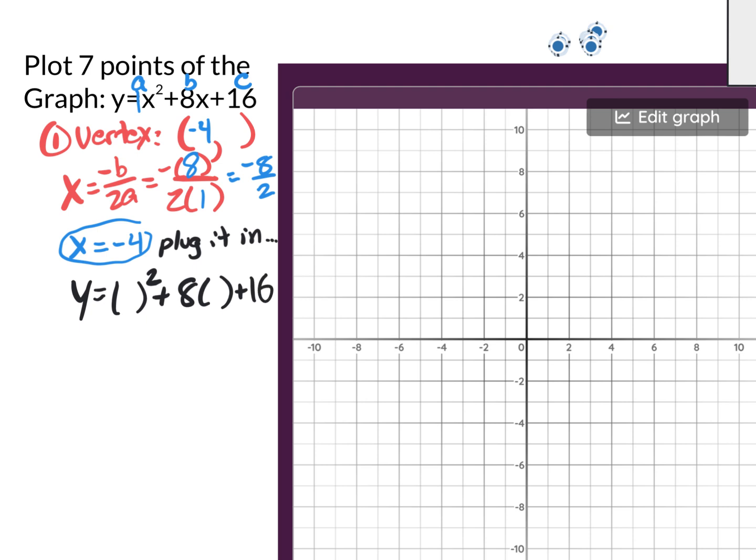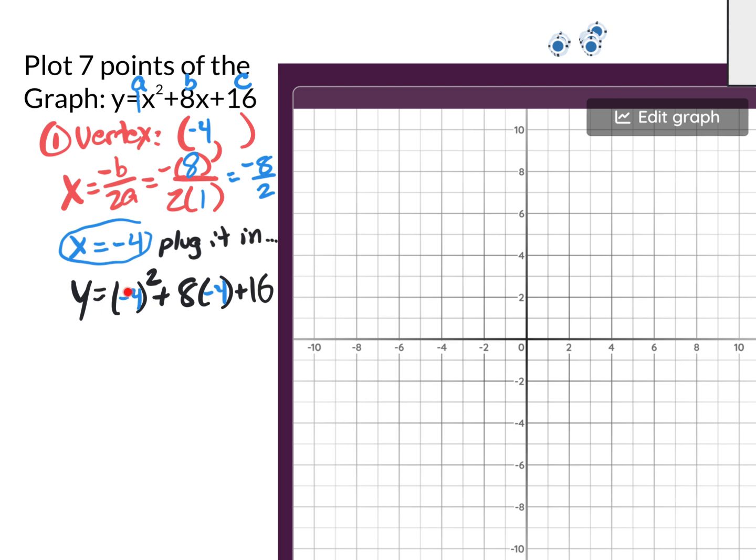Why? Because we know what x is. X is -4, so you're going to plug in that -4 in the parentheses. And then you're going to do the math. You could type this in exactly the way it is into the calculator, and it will do all the work for you. Or you could use the correct order of operations, PEMDAS.